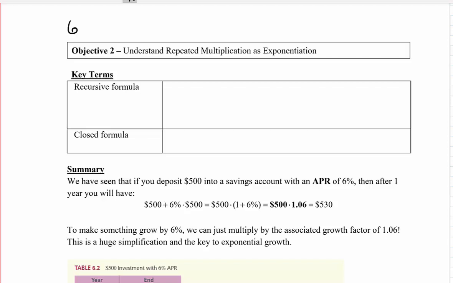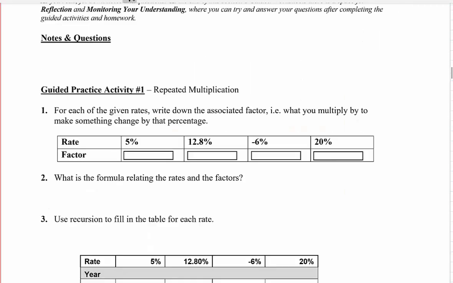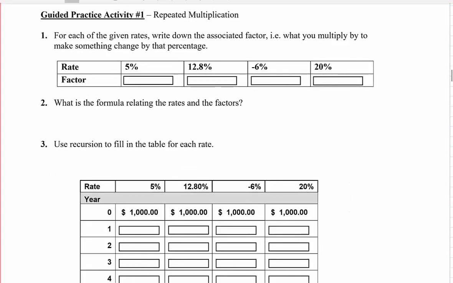So here we are in Objective 2 from Section 6.1. And remember, you need to fill in these definitions, and we'll start with our first guided practice activity. I'm going to leave it to you to do numbers 1 and 2. You're going to want to review your Chapter 4 notes. That's where we learned about rates and factors and the formula that gives you rates and factors.